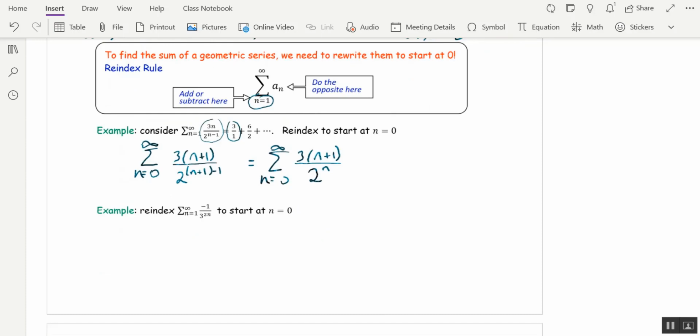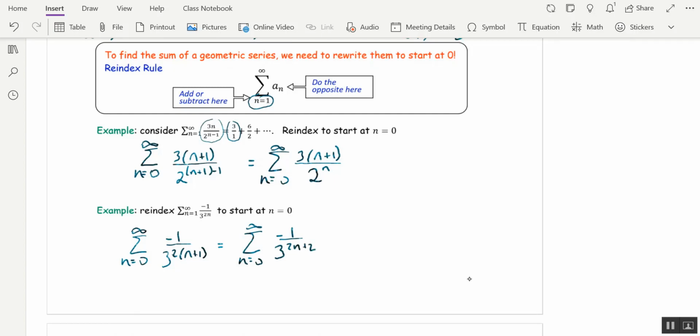Okay, next one. Again, this one starts at 1. We want to start at 0. So I'm going to subtract 1 downstairs. I'm going to add 1 everywhere I see an n. So negative 1 over 3 to the 2. Be careful here. It's not 2n plus 1. It's 2 times n plus 1. So I have to distribute that 2. That's the sum from 0 to infinity of negative 1 over 3 to the 2n plus 2.